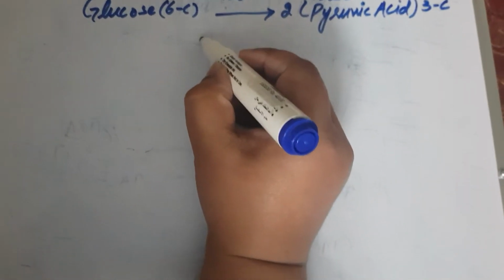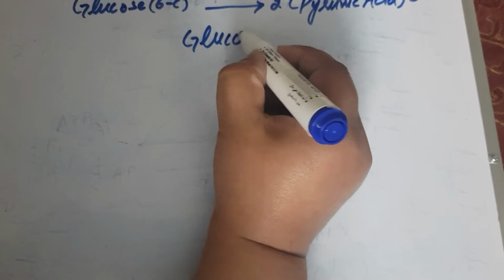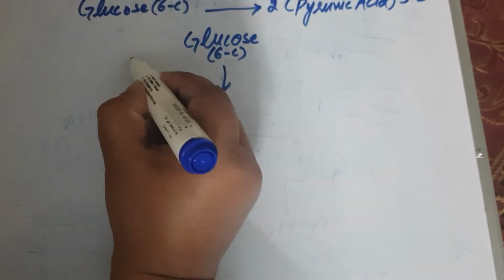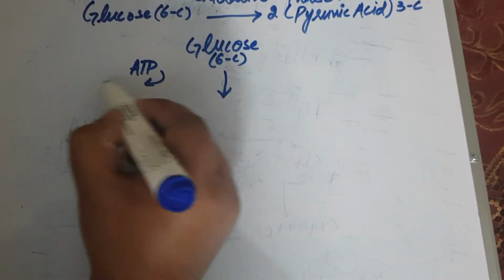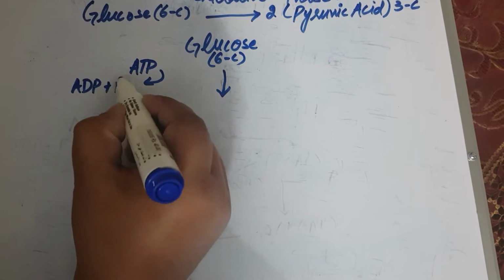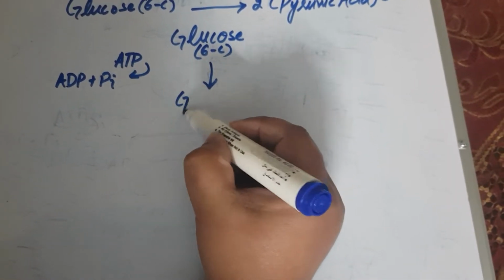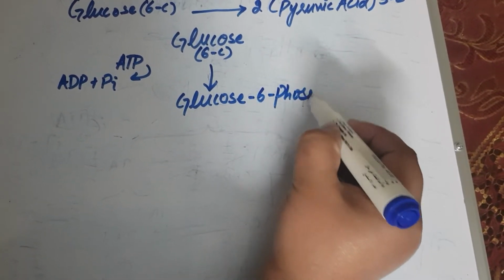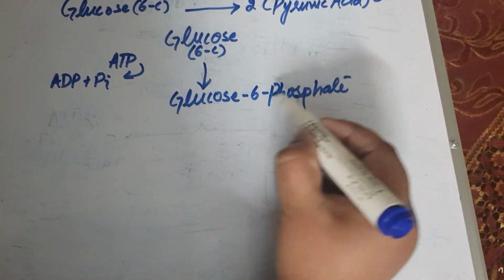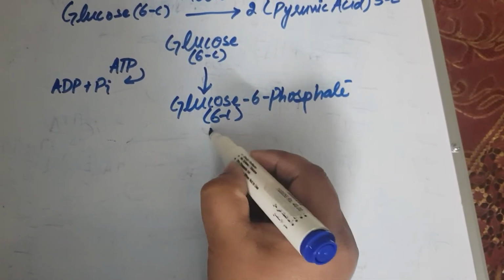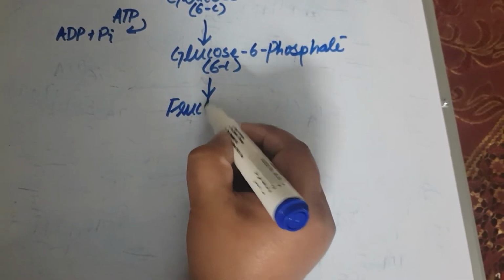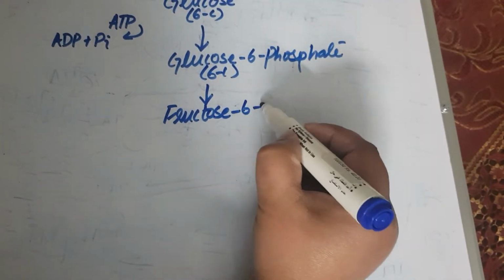What happens in glycolysis is that glucose, which is a 6-carbon compound, utilizes one ATP molecule that is converted into ADP and inorganic phosphate, and the glucose is converted into its isomer, which is called glucose 6-phosphate. Then the glucose 6-phosphate converts into its isomer, which is known as fructose 6-phosphate.